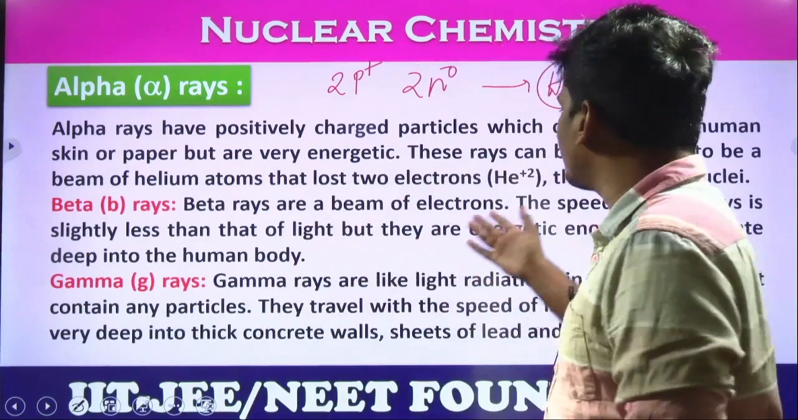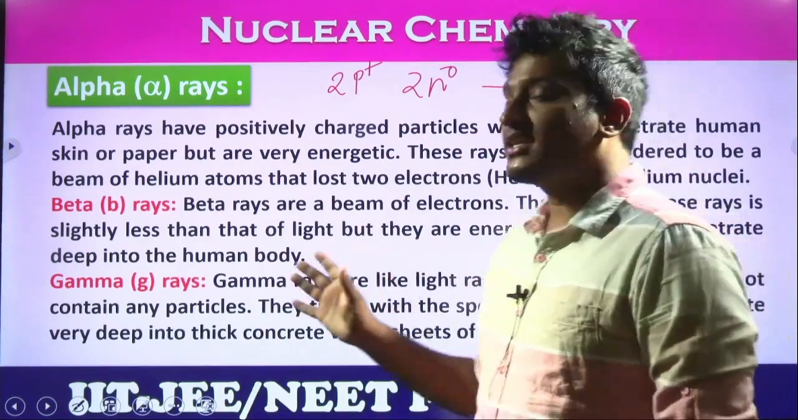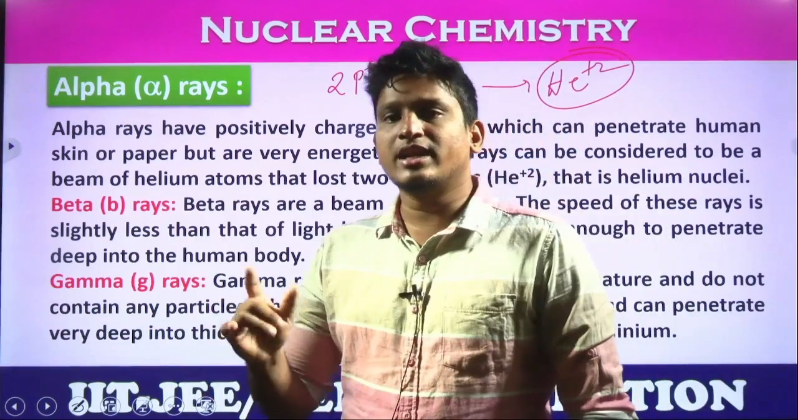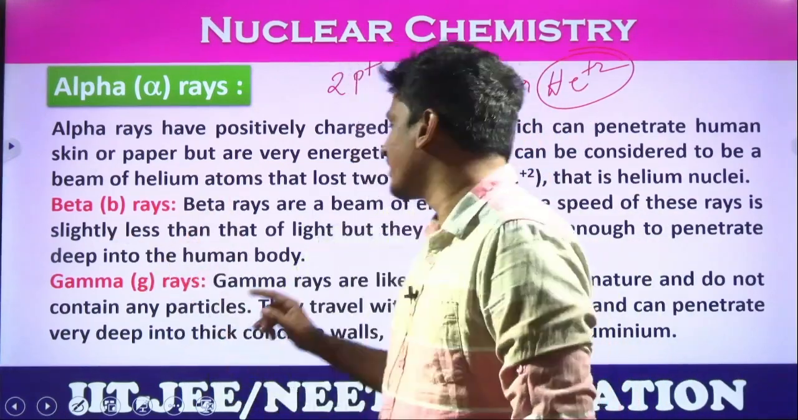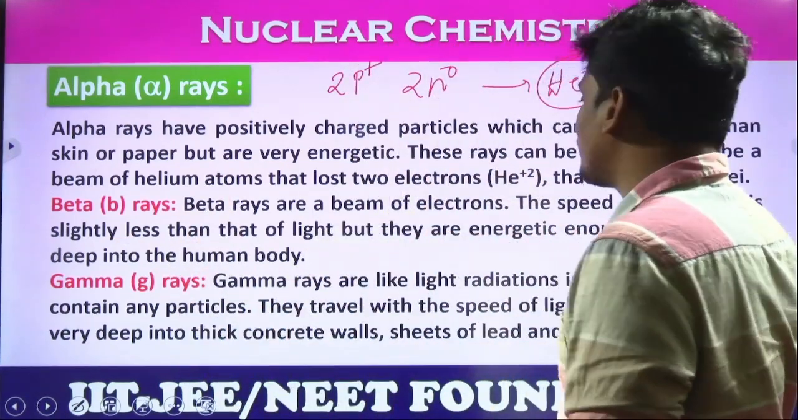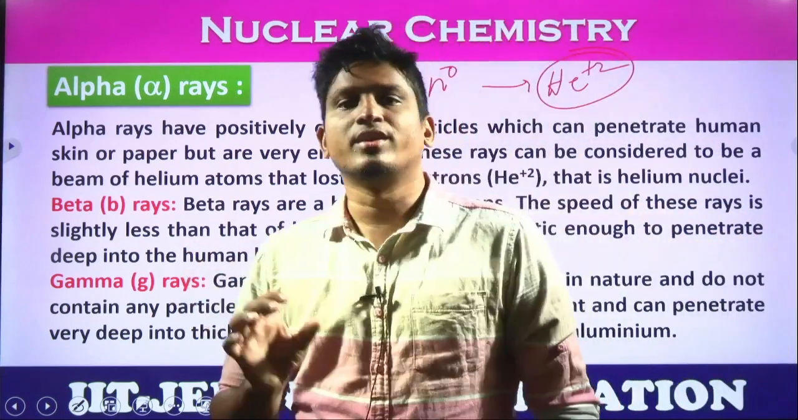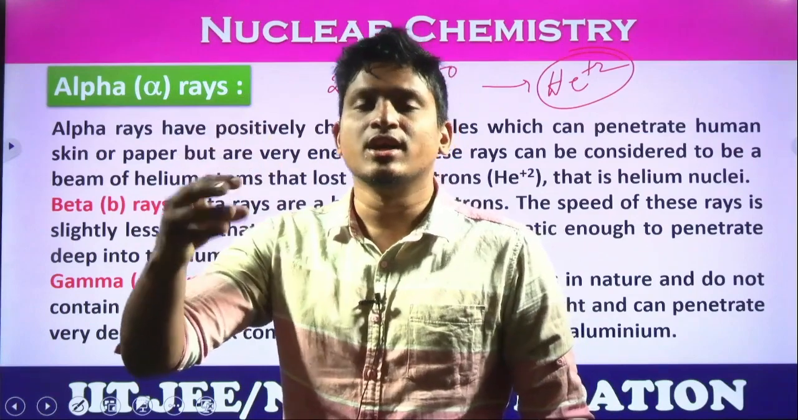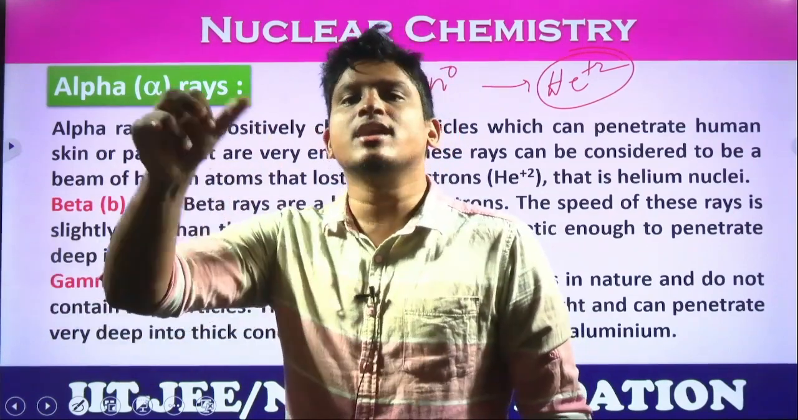So beta rays are a beam of electrons. The speed of these rays is slightly less than that of the light. What is the speed of the light? 3 into 10 to the power of 8 meters per second, right? But they are energetic enough to penetrate deep into the human body. So these are the high energetic electrons. Electrons are the negative charge. So beta rays are negatively charged particles.